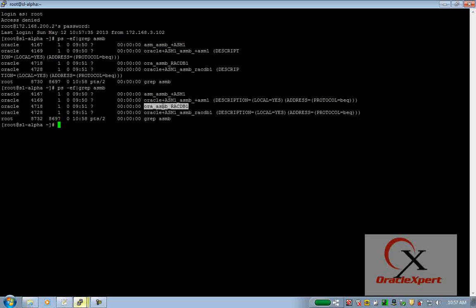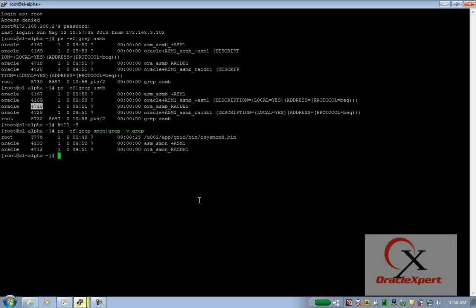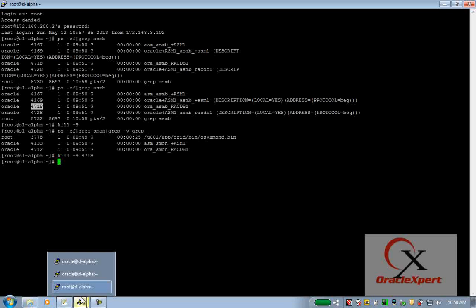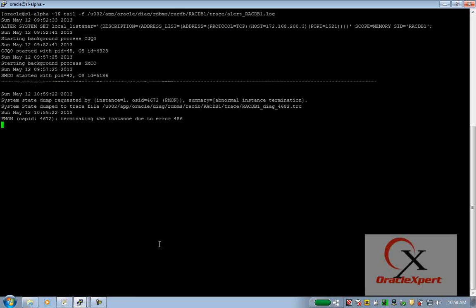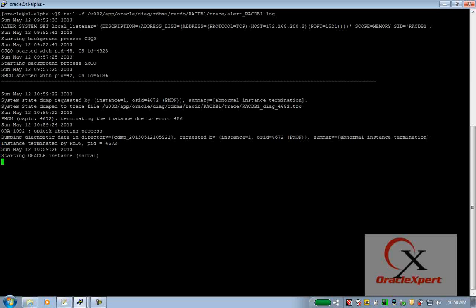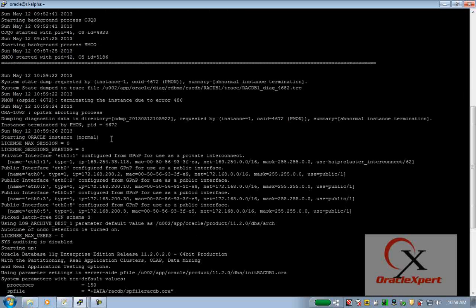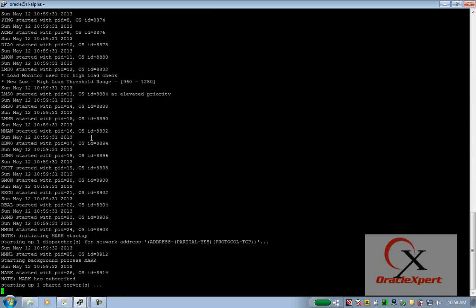So this is the background process related to my bridge. I am going to close this bridge, this process. Prior to that, what is running? Both the instances are running. I want to kill the bridge and see what happens. See what it says? This is the alert log of my database. System state dump, whatever.